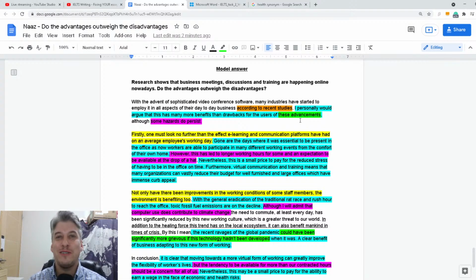I added this because this is what Naz did, okay? But I don't think you need to rephrase the actual question word for word, as long as you get the main idea. The main idea here is businesses are using this type of technology. We don't really need to say it's from a research, from a study. But I did include that just to show if I was following exactly what Naz did, that's how I would say it. And I've got a little bit of referencing already, these advancements, referring to sophisticated video conference.